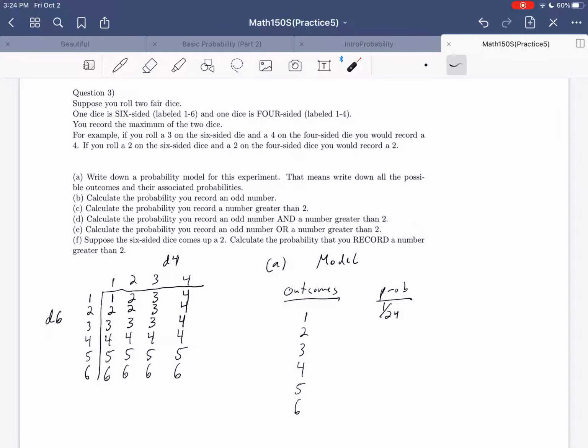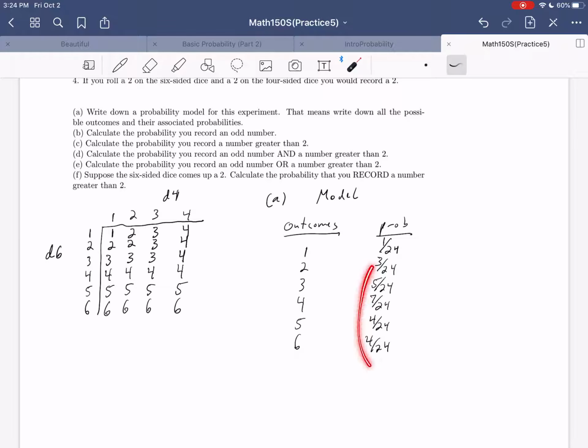To get a 1, you had to literally get a 1 and 1. To get a 2, you can get it 3 different ways. So it would be 3 out of 24. For 3, it looks like you can go 1, 2, 3, 4, 5 different ways. So 5 out of 24. For 4, we had 1, 2, 3, 4, 5, 6, 7 different ways. So 7 out of 24. For 5, we had 1, 2, 3, 4. So 4 out of 24. And for 6, same thing, 4 out of 24. Because for 5 and 6, it doesn't really matter what you get on the 4-sided dice. As soon as you get that 5 or 6, then we know that that's going to be the maximum.